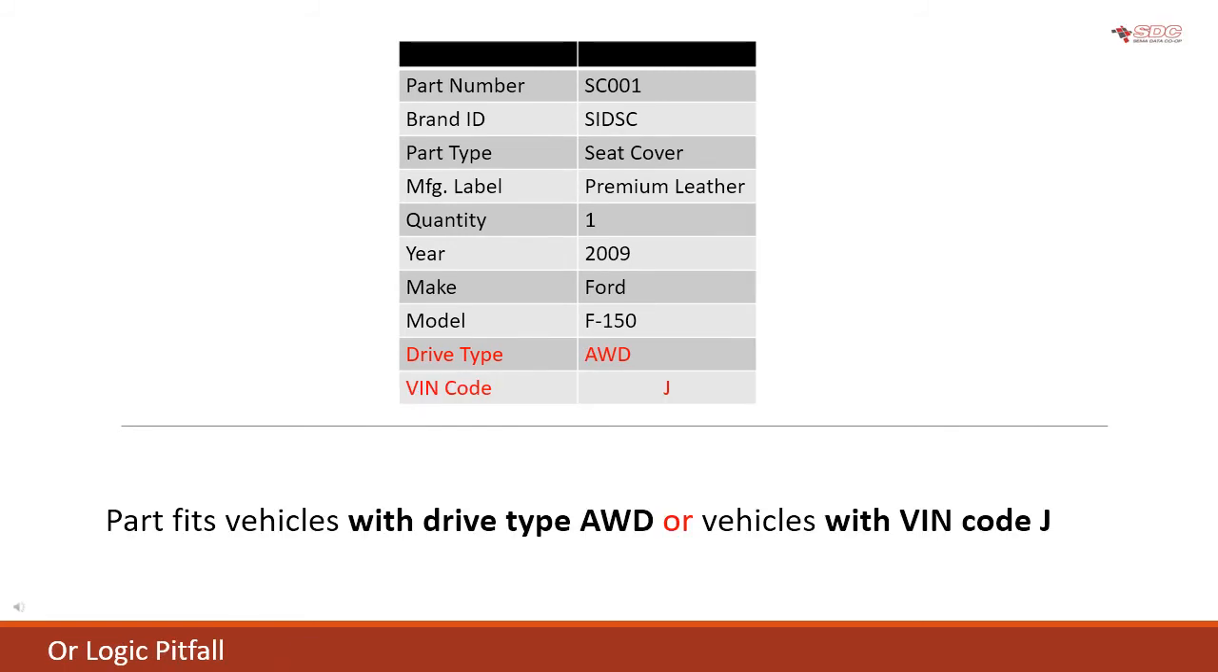The last pitfall to cover here is with OR logic. So in the same context, OR is not a concept that we want to use in electronic cataloging. In this example, the thought that was being attempted is that the part will fit vehicles with a drive type all-wheel drive or any vehicles with a VIN code of J. So if we were to leave this part number mapped as the example on the screen shows, then the application would be interpreted as AND, not OR. Therefore, it would look like the vehicle must be drive type all-wheel drive and a J VIN code.